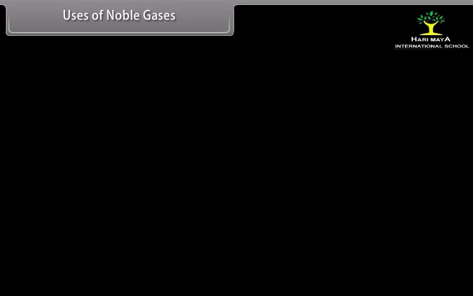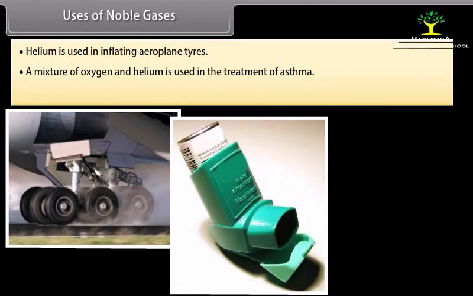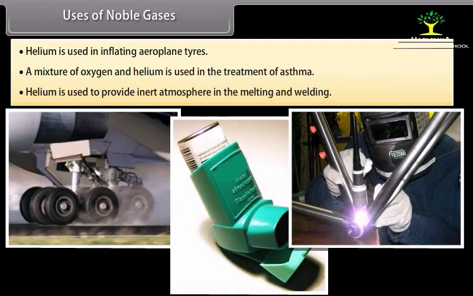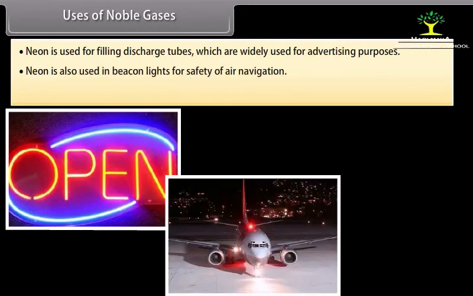Uses of noble gases. The important uses of noble gases are the following. Because of the lightness of helium, it is used in inflating aeroplane tires. A mixture of oxygen and helium is used in treatment of asthma. Helium is used to provide an inert atmosphere in melting and welding. Neon is used for filling discharge tubes, which have characteristic colors and are widely used for advertising purposes. Neon is also used in beacon lights for safety of air navigation, as the light possesses fog and storm-penetrating power.